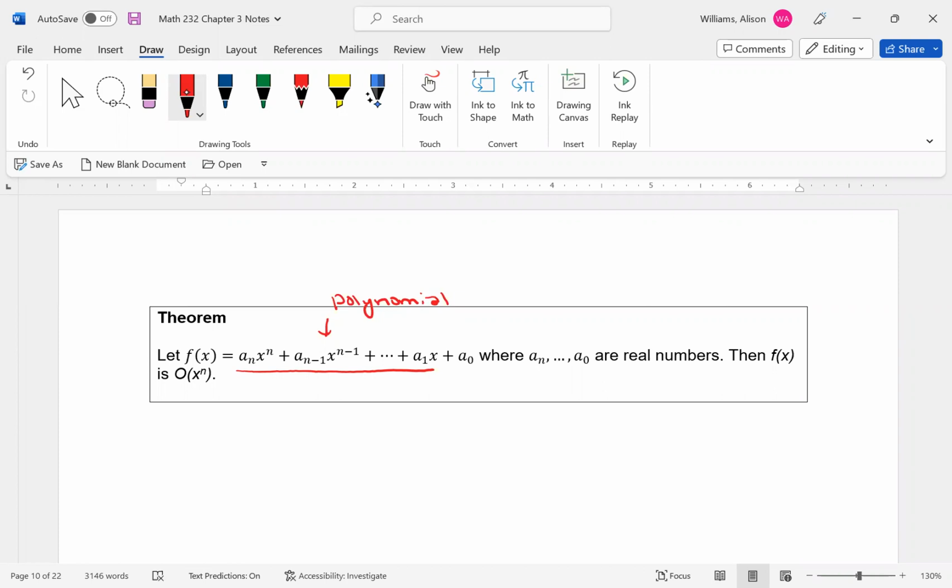Whenever this type of polynomial exists, the f of x is the big O of x to the n. So the largest degree of that polynomial is going to end up being the magic g of x that works for f of x. Okay, now we're going to show this is true in general.